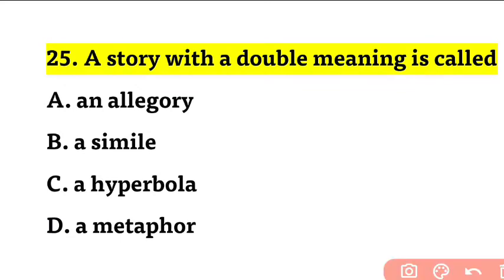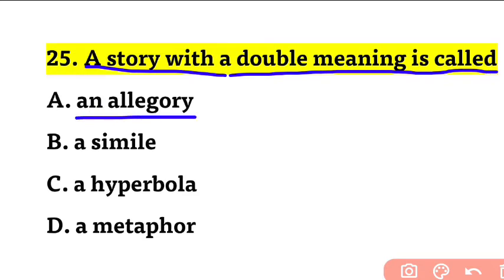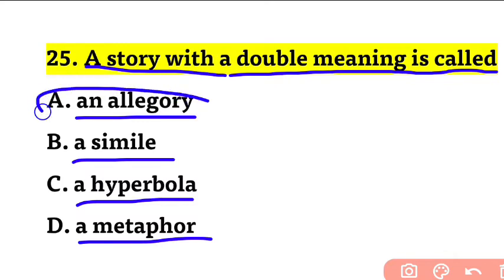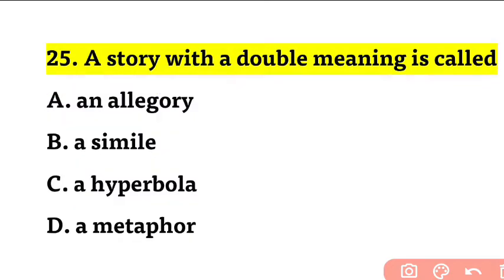Next question: a story with a double meaning is called an allegory, a simile, a hyperbole, a metaphor. What will be the answer? The answer will be an allegory. A story with a double meaning is called an allegory. Next question.